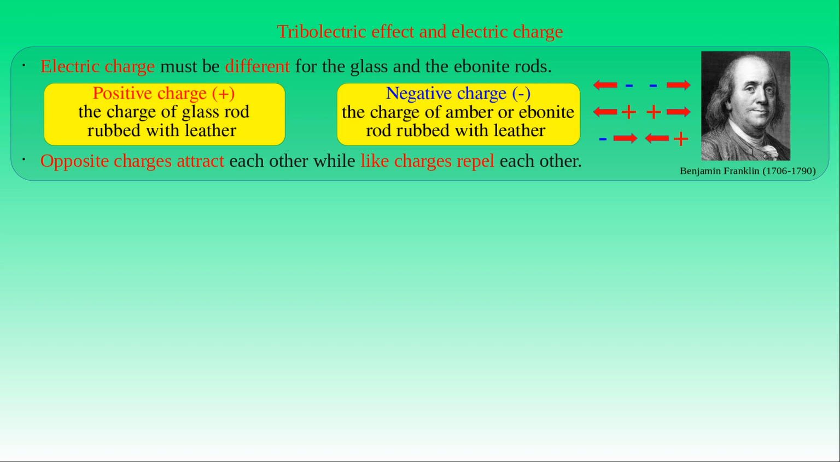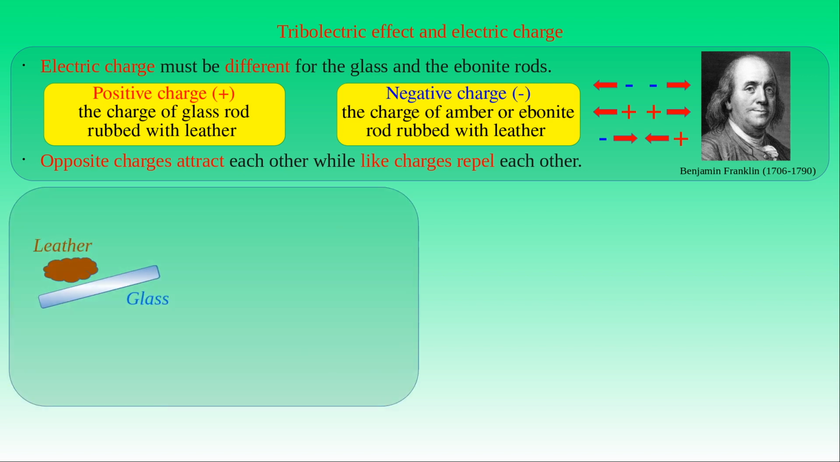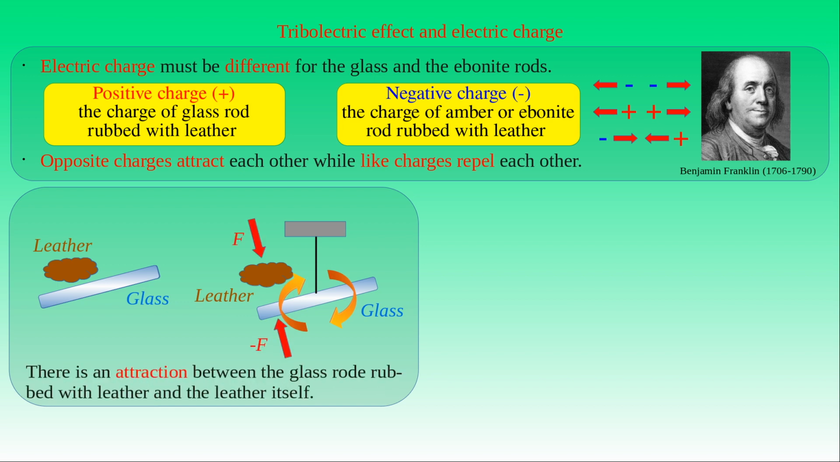If we want to see how the rubbing of bodies helps to electrify bodies, we can make the following simple experiments. Let us charge a glass rod by rubbing it with leather and suspend the charged rod through a string. If we bring the leather near the rubbed glass rod, then the glass rod turns in the direction of the leather, that is, the charged rod and the leather attract each other.